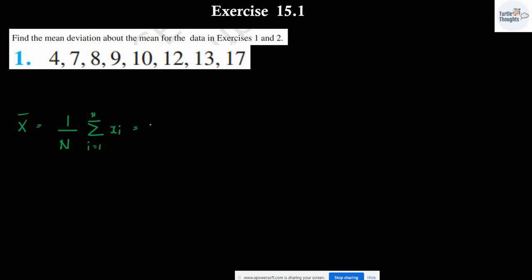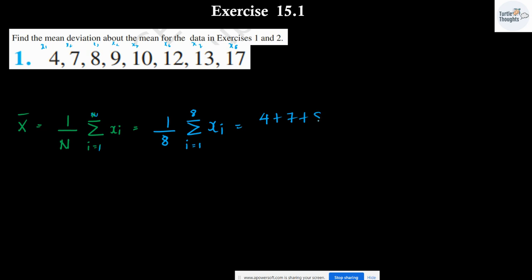What does this mean? It means that I have to add up all the numbers. If I take these as x1, x2, x3, x4, x5, x6, x7, and x8, totally 8 numbers are there. So I need to add up all the numbers, from i equal to 1 till n. Here n is equal to 8. So I can write 1 divided by 8 summation from i equal to 1 till 8 of xi. I need to add up everything.